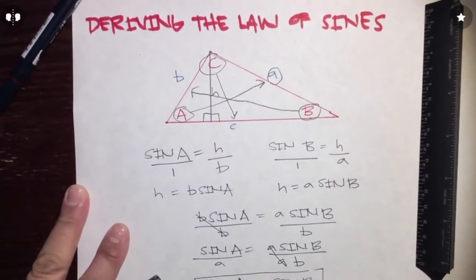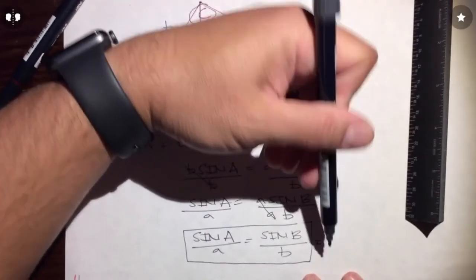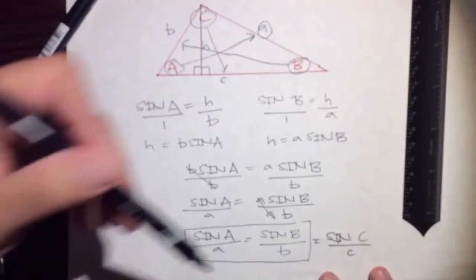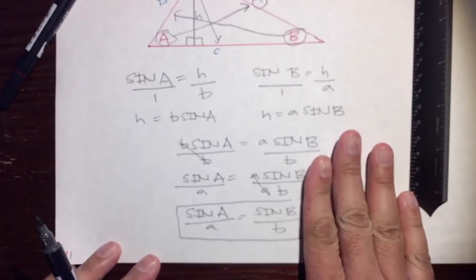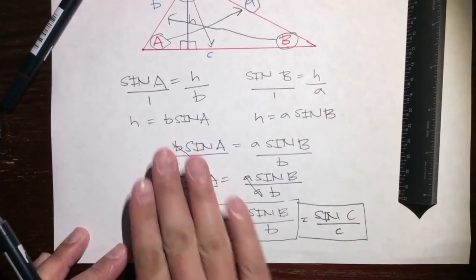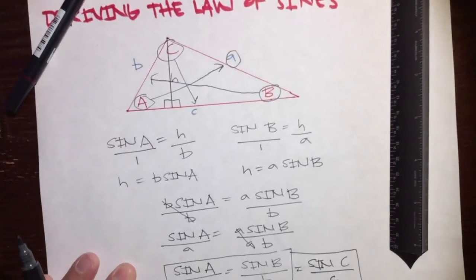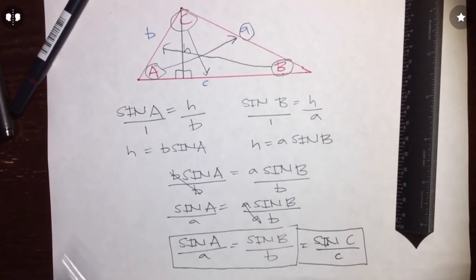So we just derived the law of sines. Well, let's also add sine of C over C. So that also works too. So any of these three work, but all you need is two of them, two of them to equal each other. So you could do that, you could do that, you could do that. So that's how you derive the law of sines.